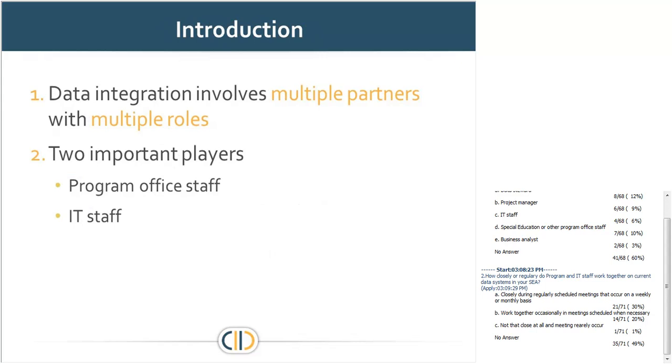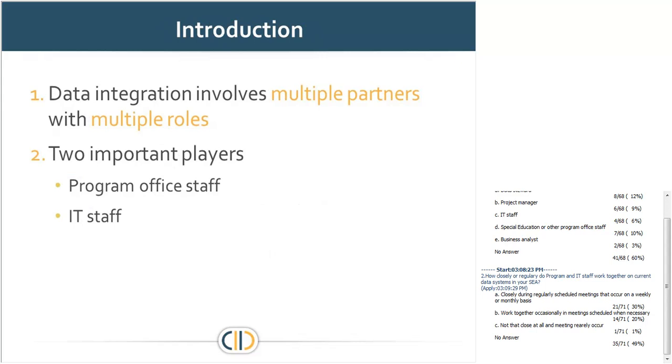So with that, just by means of introduction, I want to state the obvious: data integration involves multiple partners with multiple roles. And two of the most important types of players when it comes to data integration, and again, in a broad sense, any kind of data system project, but specifically around data integration, two of those main players are the program office staff and IT staff.